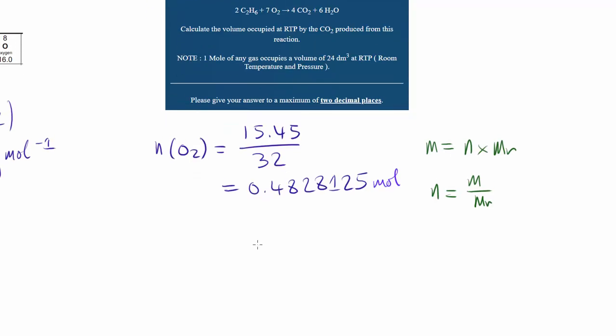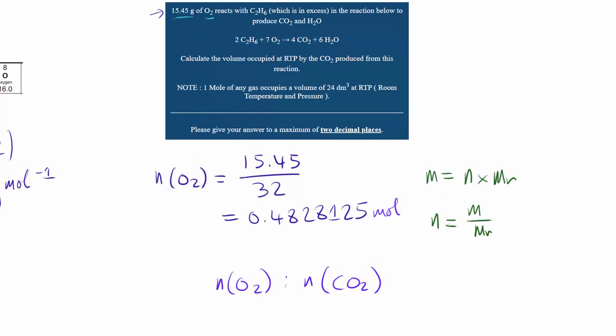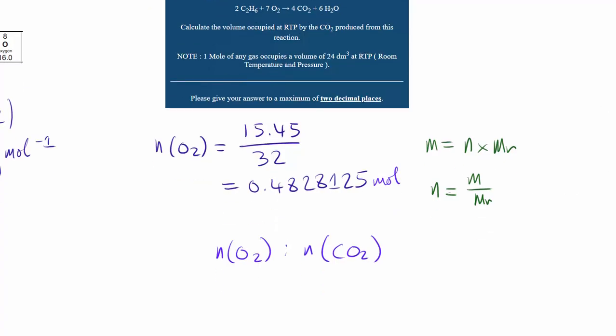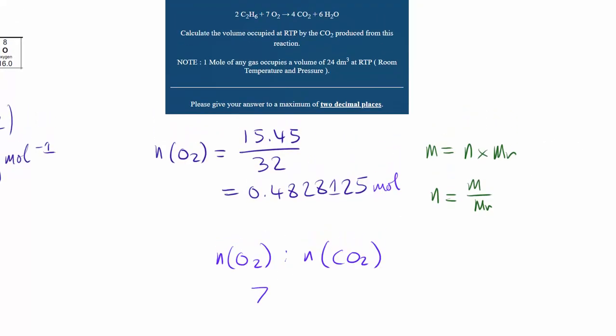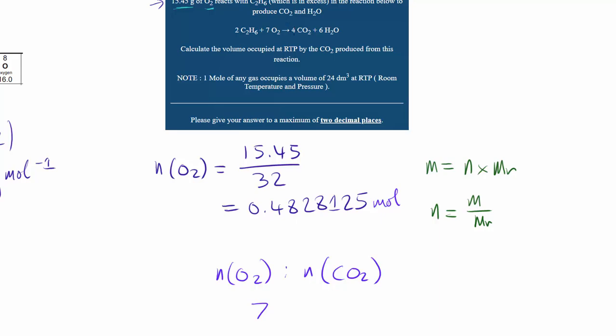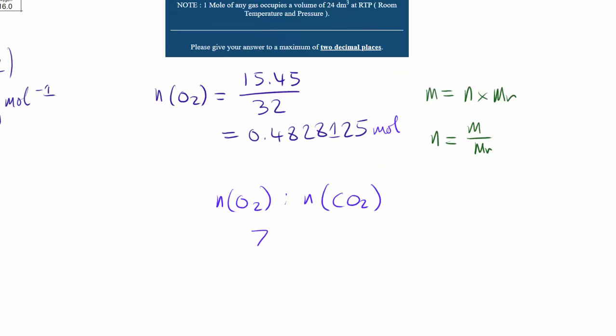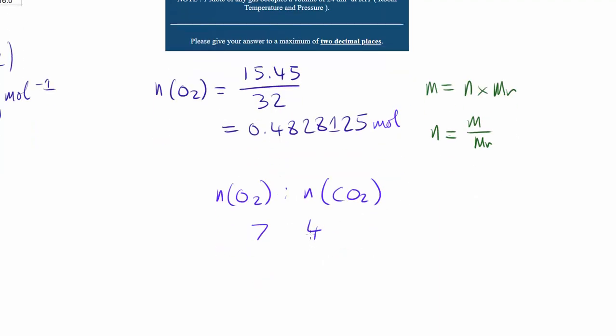So let's set up a ratio comparison. The number of moles of O2 compared to the number of moles of our target, which is the carbon dioxide, CO2. As you can see in the question, it's 7 moles of O2 on one side, so we'll put 7 here, and that then produces 4 moles of CO2. So that's going to be 7 in the ratio of 4.